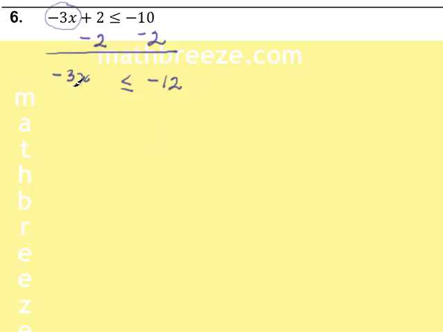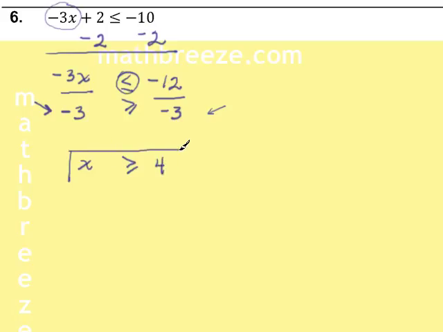And so now we want to isolate x, get rid of the negative 3 that's multiplying it by doing the opposite of multiplication. We're going to divide both sides by negative 3. Okay, so here we are dividing both sides by a negative. So the rule applies. So we're going to switch the direction. All right, and we get x by itself on the left is greater than or equal to negative 12 divided by negative 3 is positive 4. X greater than or equal to 4.